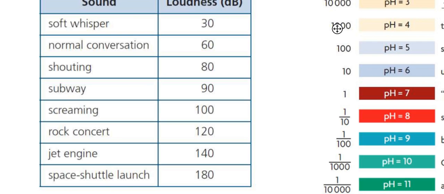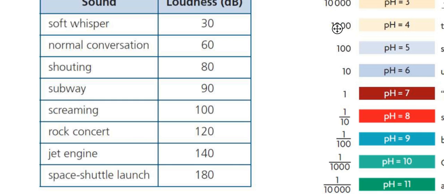And so these tables are not things, obviously, you have to memorize or write down. If you ever needed to use a table, I'd give it to you. So a soft whisper is a 30. Normal conversation is a 60. A rock concert is about 120. A jet engine, a space shuttle launch, is 180 decibels.